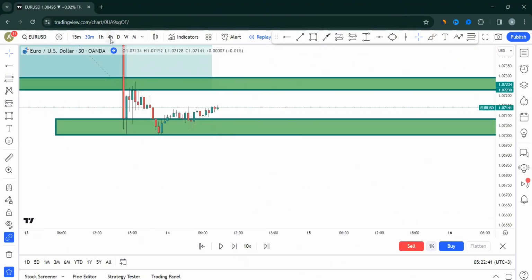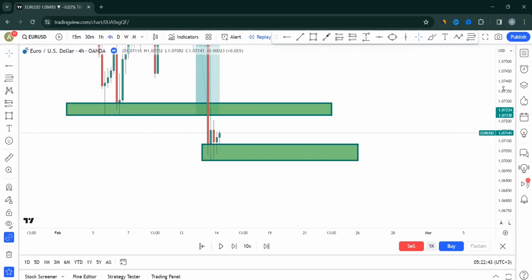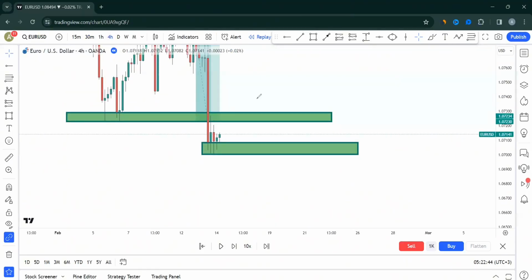So let's check how H4 is performing. H4 shows it more clearly. The market tested this level, came back and failed to take out this low. So let's try to see if it breaks this structure above or if it can break below and give us a good risk to reward ratio.